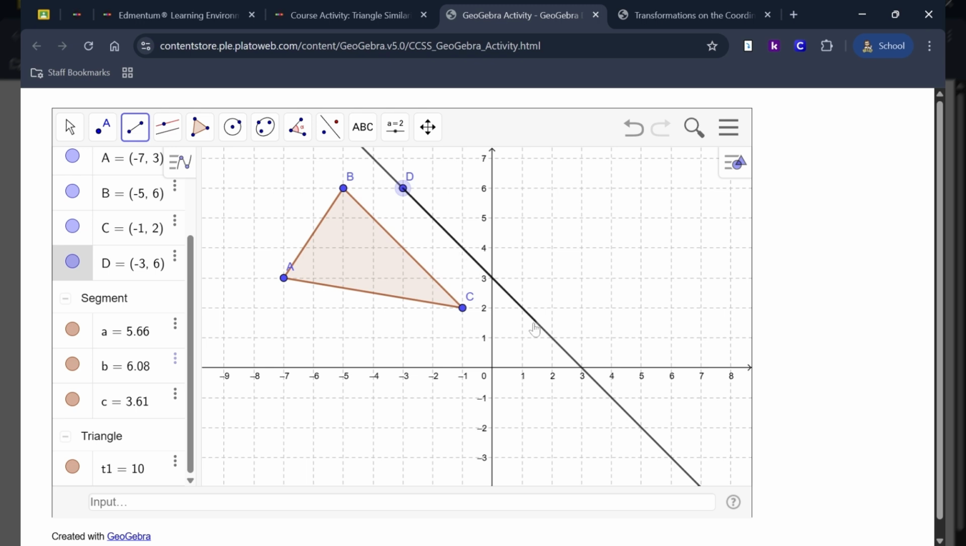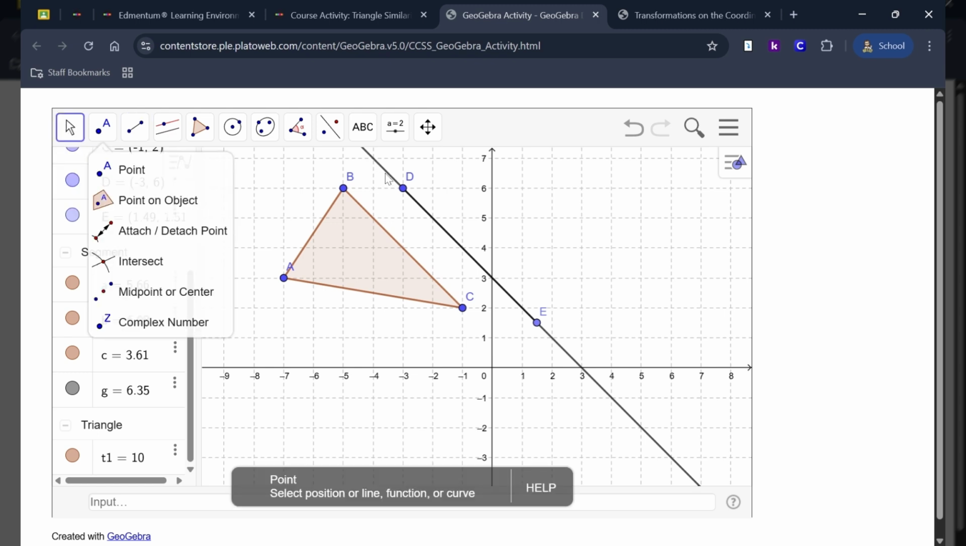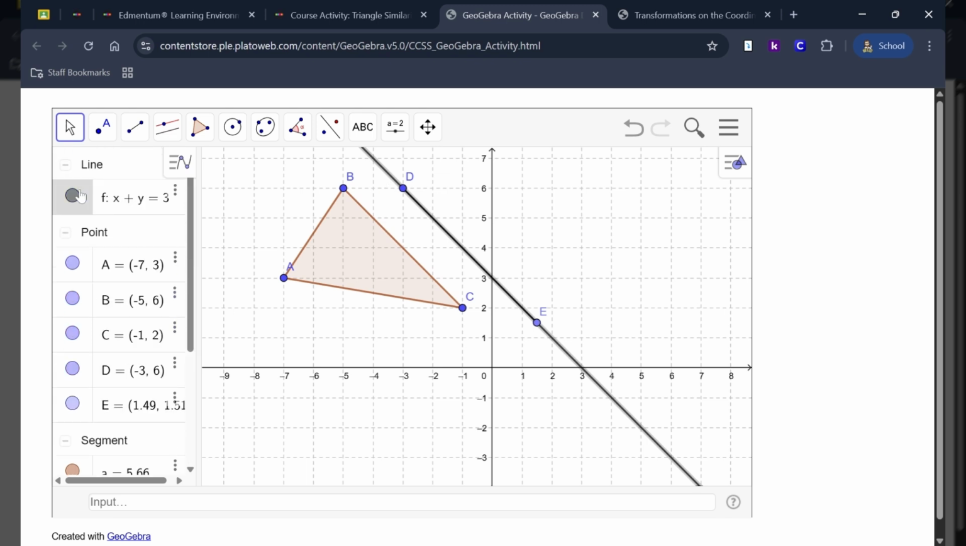And let's make it a little bit longer. Let's put it right here. And so that is our segment DE. But again, we don't want that whole line just kind of hanging out there. So let's click on this right here, and let's find that line. So that line is right here highlighted. Just click on that and it gets rid of the line and you're left with your line segment, right? That's what we want, a line segment.